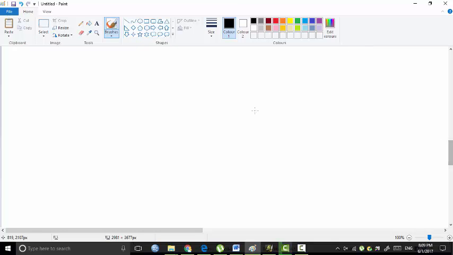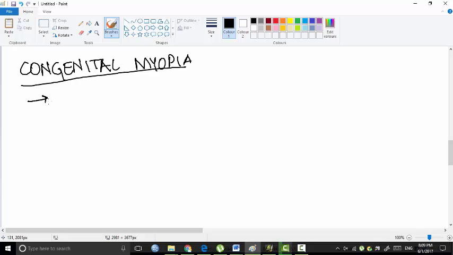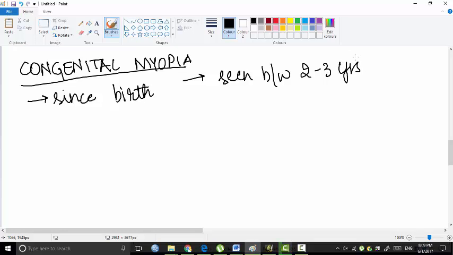So coming to the first type of myopia, which is congenital myopia. As the name says, it is present since birth, and this is generally diagnosed between 2 to 3 years of age. So what are the features present in congenital myopia? One is anisometropia. What does anisometropia mean?